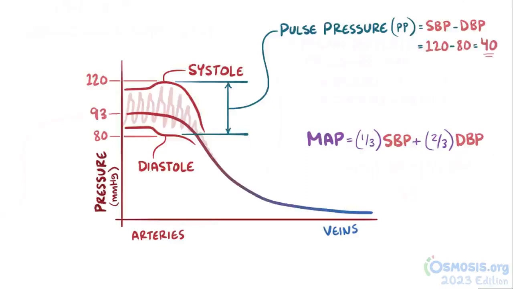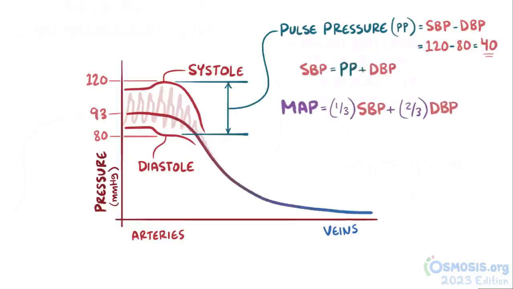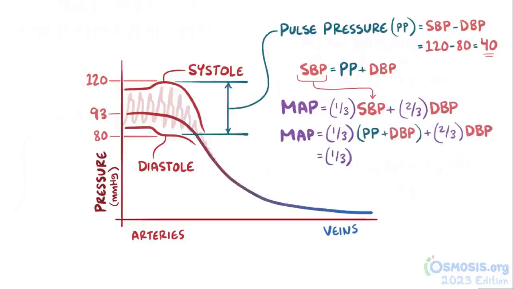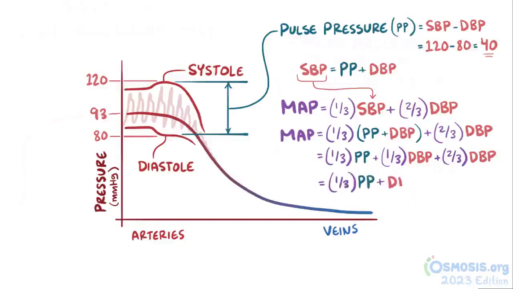If we do a little rearranging to this equation, we get systolic blood pressure equals diastolic blood pressure plus pulse pressure. And then substituting that into our last equation, we get mean arterial pressure equals 1/3 times the quantity, diastolic blood pressure plus pulse pressure, plus 2/3 the diastolic blood pressure. And then after distributing, we get the equation mean arterial pressure equals diastolic blood pressure plus 1/3 the pulse pressure.